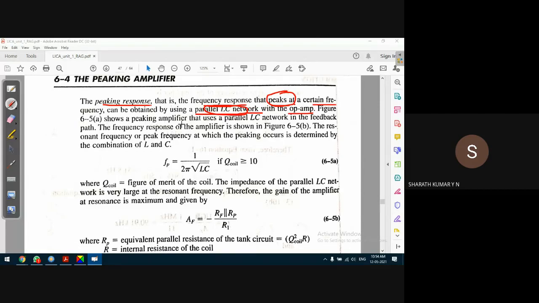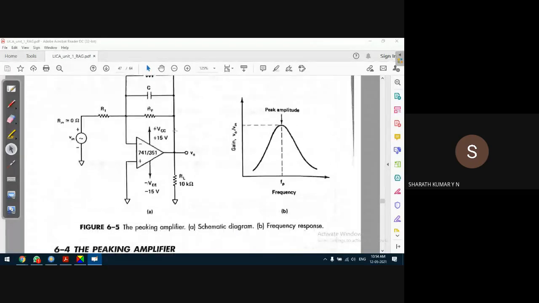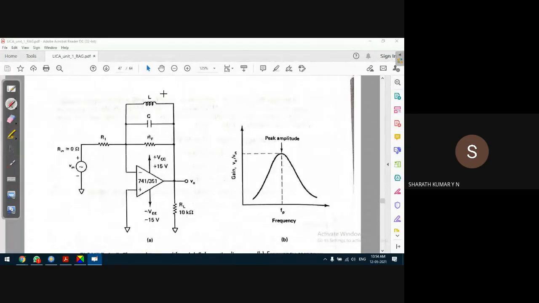The figure shows the peaking amplifier that uses a parallel LC network in the feedback path. Please observe the circuit. In the absence of these two components, it is nothing but a normal inverting amplifier, where we apply the voltage to the inverting input. Consider the L and C as a parallel combination. We can achieve peaking at a particular frequency. So this is the peaking amplifier.